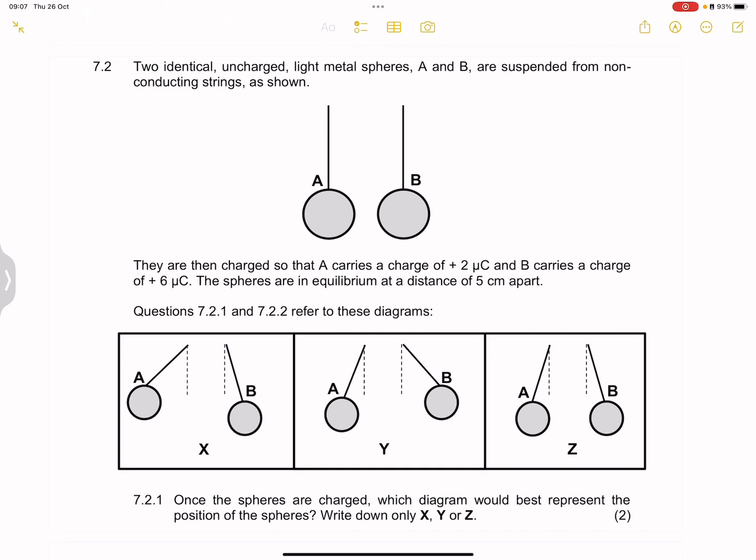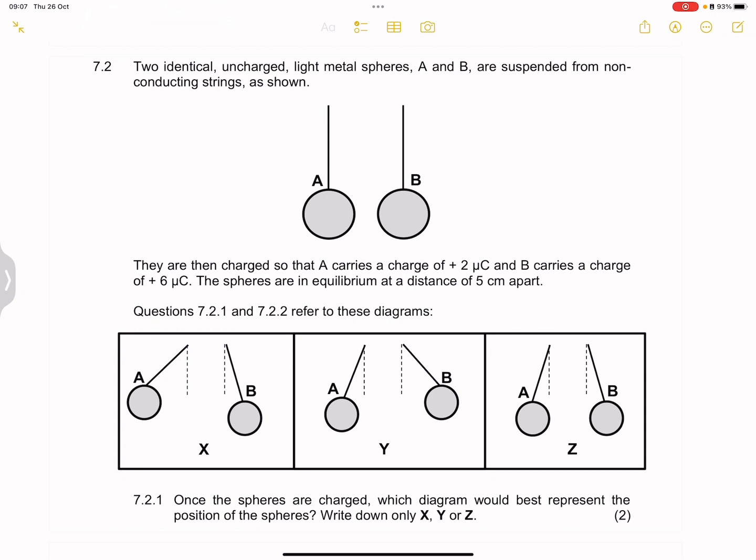Now, they want us to find out, once the spheres are charged, which diagram would best represent the position of the spheres. And in this case, I want you to please remember, it doesn't matter, for as long as the two spheres have got equal masses.